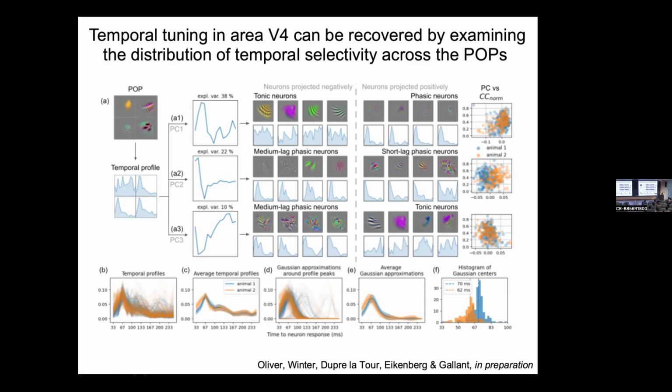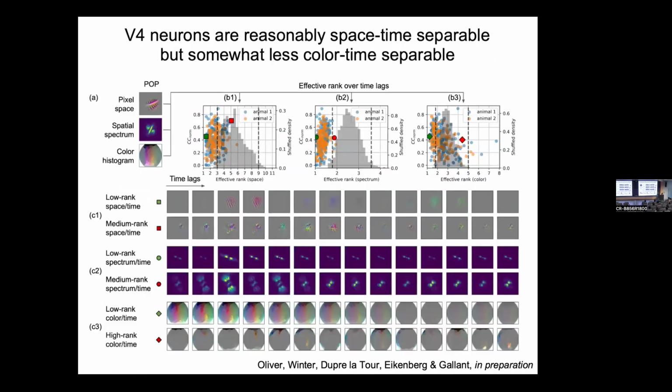The blue here is the temporal responses for one animal. The red is temporal response of another animal. Notice there's a slight delay. One of these animals is older than the other and larger than the other. And so that animal's V4 is delayed relative to the other animal. But other than that, the temporal tuning is the same.